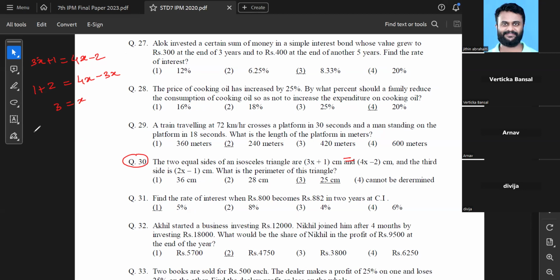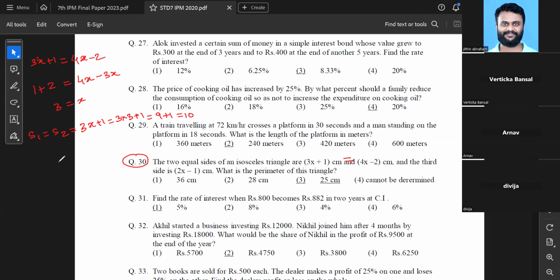So side 1 and side 2 are both the same, right? Both values will be equal to 3x plus 1. You'll say, sir, for side 2 it is the other expression, but both are the same. So either you consider 3x plus 1 or you consider 4x minus 2, you will get the same answer for both. So 3 into 3 plus 1, that is 9 plus 1, that is 10.